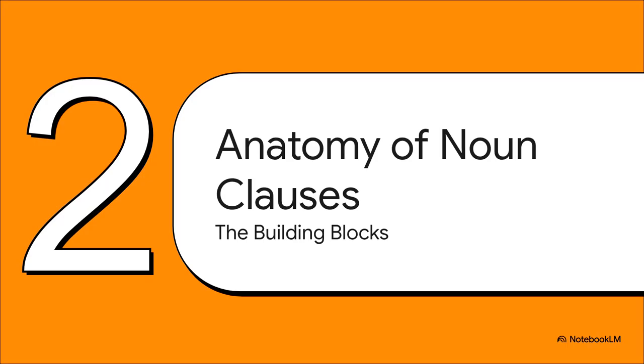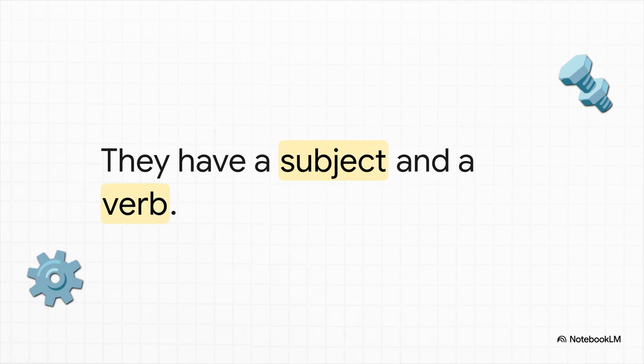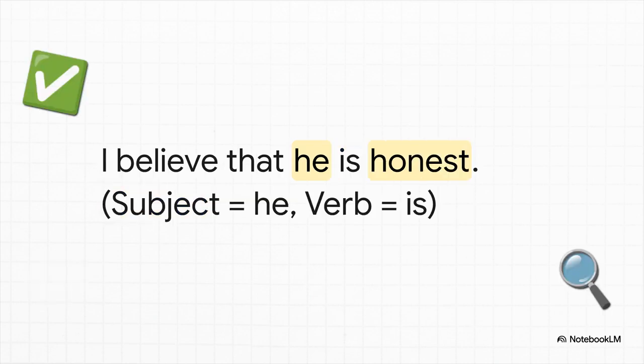So, how do they actually work? We know what they are, but what are the key features to look for? Let's break down the building blocks. Okay, first and foremost, a noun clause isn't just some random bunch of words. It's a proper clause, and that means it has its own little engine inside of it, a subject and a verb. Take a look at this one. In the clause "that he is honest," the word "he" is the subject and "is" is the verb. See? It's that internal structure that makes it a clause and not just a simple phrase.